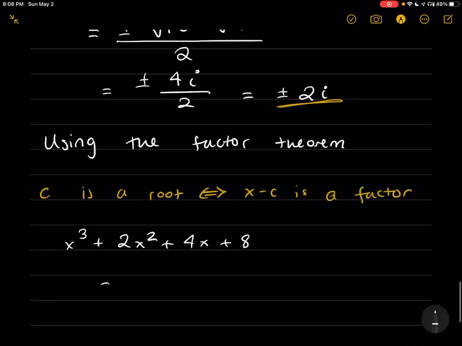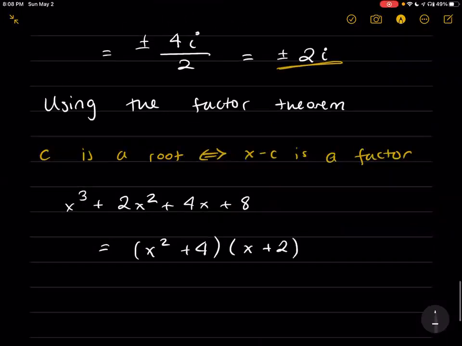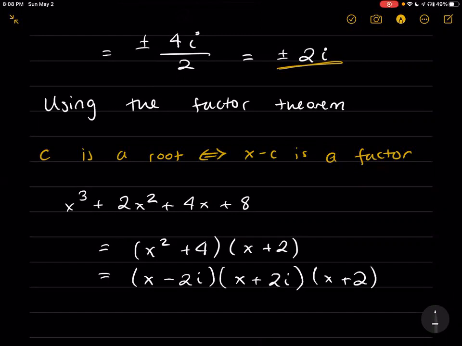And we factored it originally, and we got that it was x squared plus 4 times x plus 2. And then we factored the x squared plus 4. We found that its roots were plus or minus 2i. So we can write that as x minus 2i, that's the plus 2i root, and then x plus 2i, that's the minus 2i root. And then that is still times x plus 2. And that is a complete factorization of that polynomial.